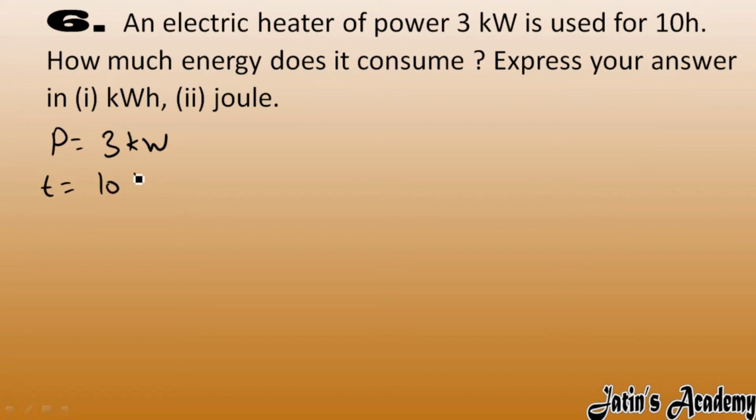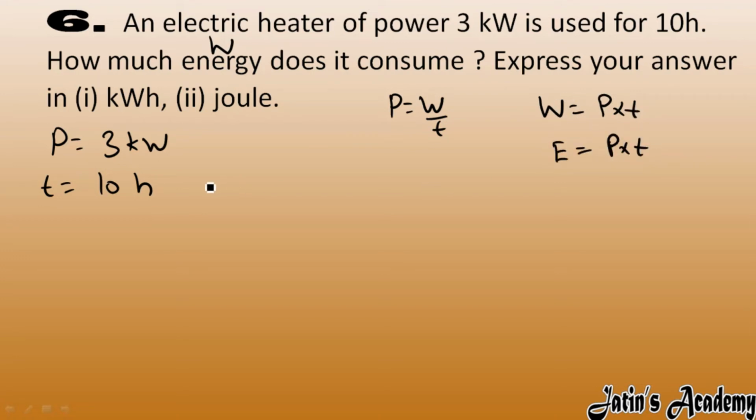We have to find how much energy is consumed. Energy means work done. Express your answer in kilowatt hour and in joule. Power is equal to work done per unit time, so work done is equal to power into time. Work done is also called energy, so we can say that energy is equal to power into time.